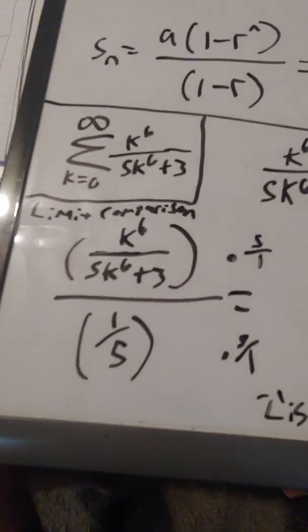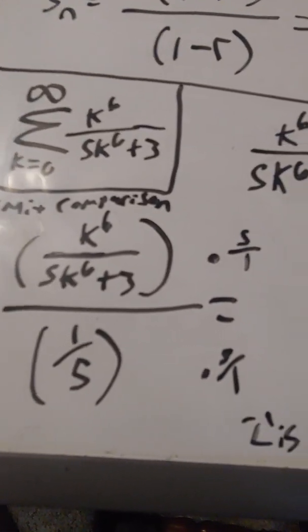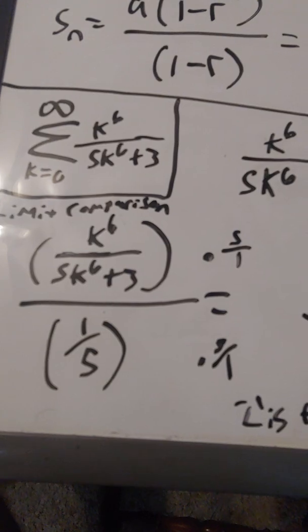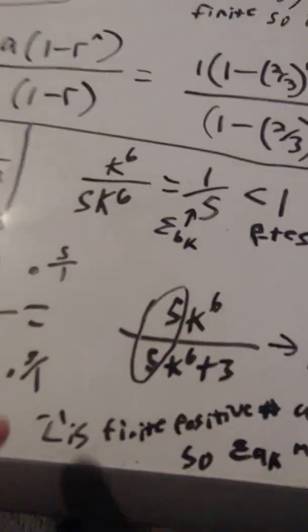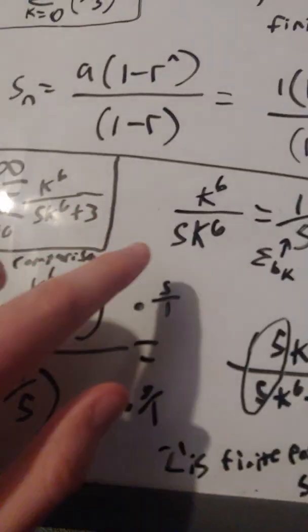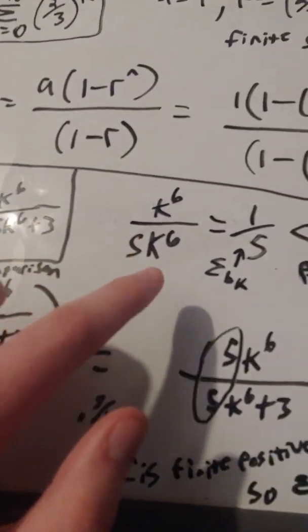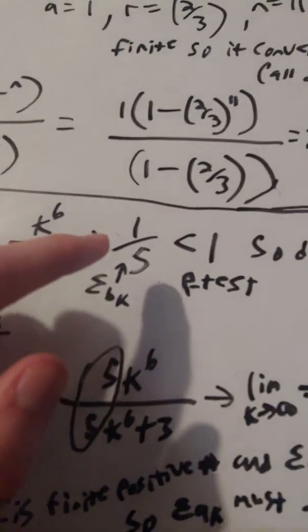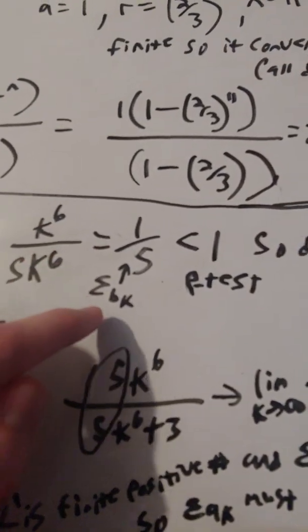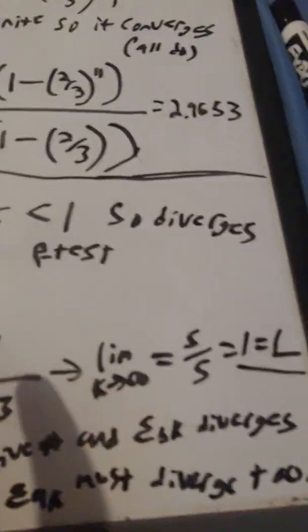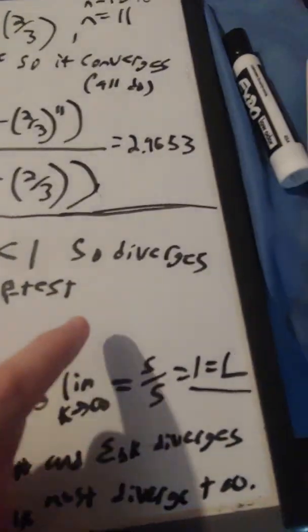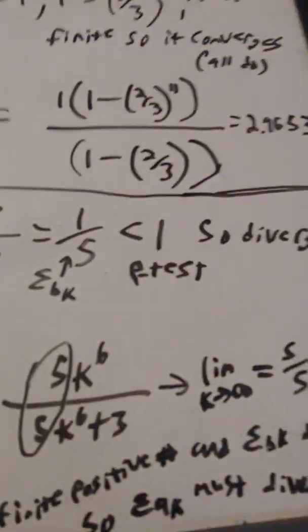Moving on to the second one, here we have the summation of k to the 6 over 5k to the 6 plus 3. I used the limit comparison test to determine whether it diverges. With the limit comparison test, we start off with k to the 6 over 5k to the 6, and when you simplify that down, you get 1 over 5, which is your summation of bk. Using the p-test, 1 over 5 is less than 1, so we can say that the summation of bk diverges. That'll be important later on.